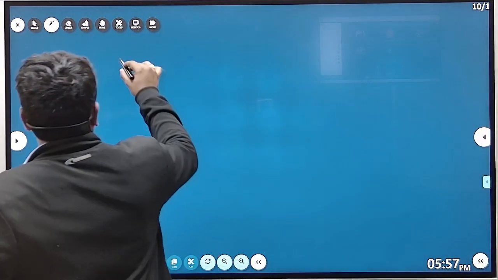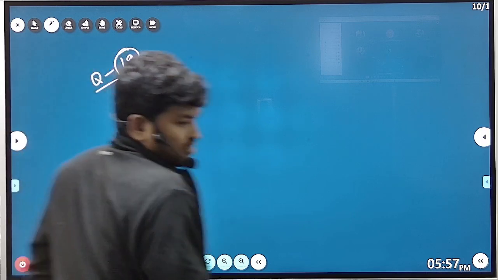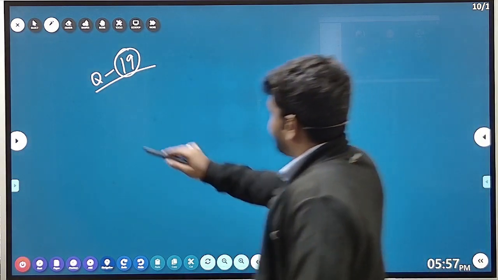If you don't have any doubts in this sum, I'll go to the next sum. Question number 19. Question number 19, page number 72.